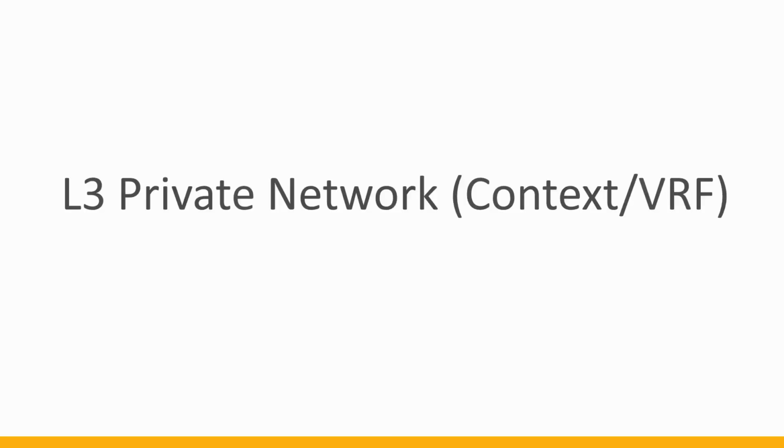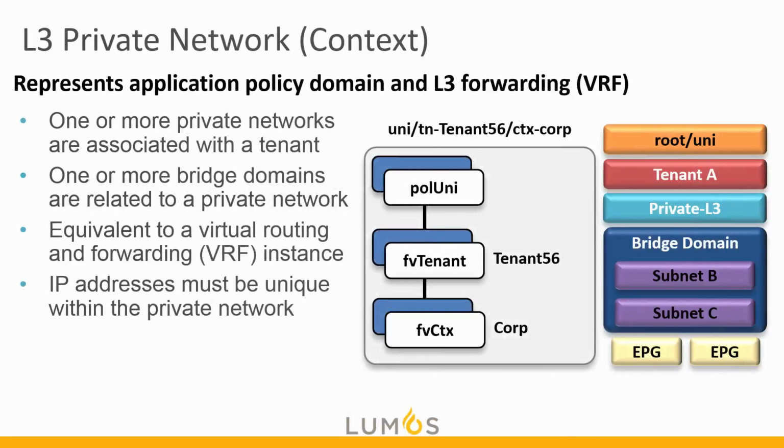So let's now talk about a layer 3 private network, also called a context or a VRF. This private network represents the application policy domain and the layer 3 forwarding. Now, we can have more than one private network or VRF associated with any tenant. We also can have more than one bridge domain, or just a single bridge domain, associated with any private network or VRF. So we can have multiple VXLANs inside of a VRF, okay? But again, IP addresses within the VRF do need to be unique.